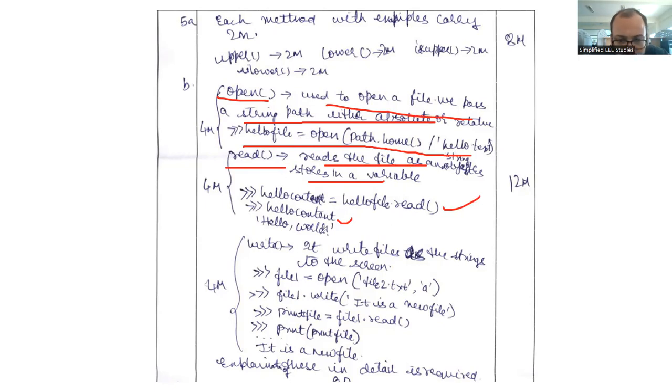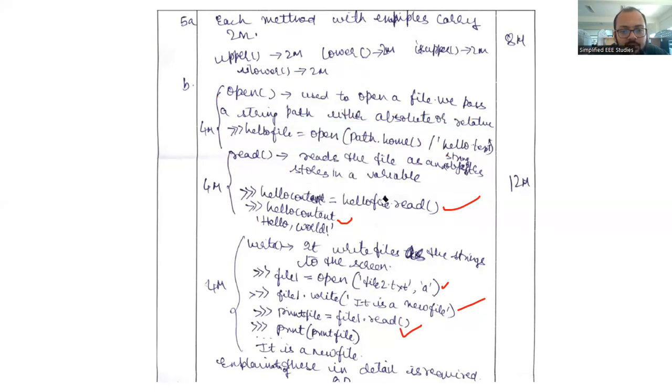Also modification, like a file open, file text A, then file dot write. It is a new file like that. You can have some good examples. Read, write, some basic examples you can add, and you can explain the significance. So that is the concept. You should know how to organize the file. That's a concept. You have to explain with the help of a suitable example.